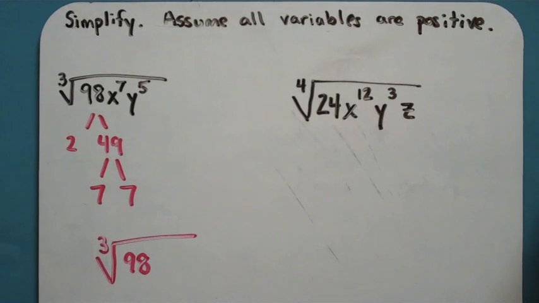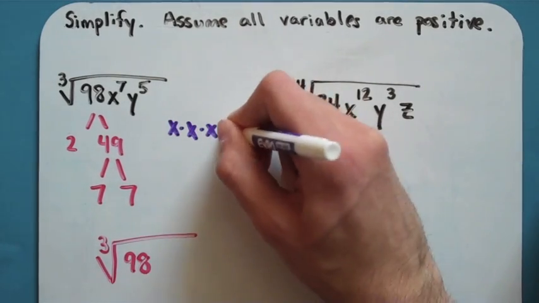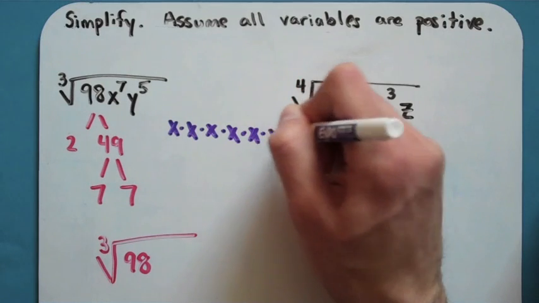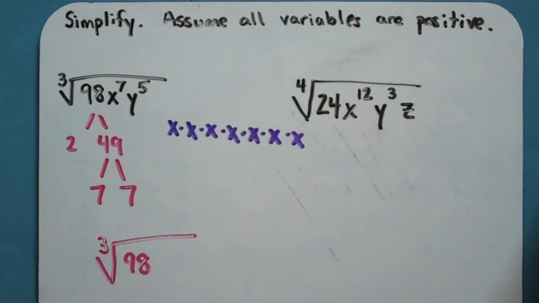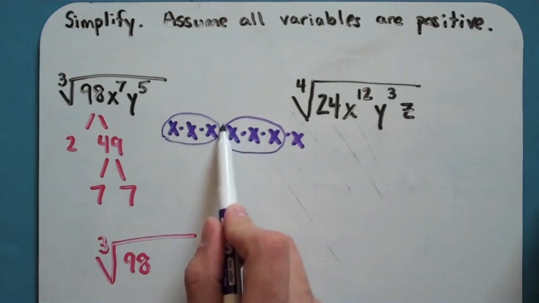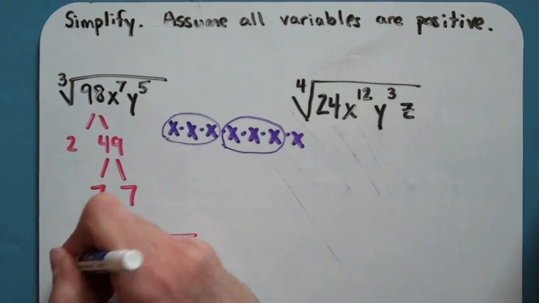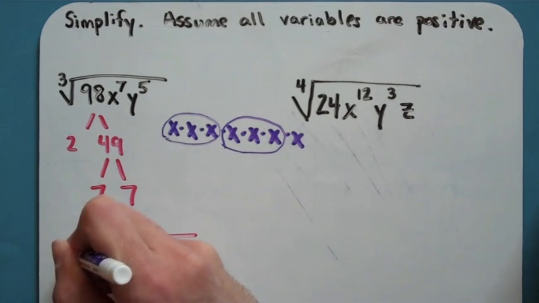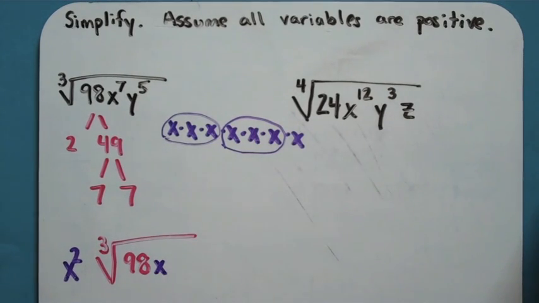Now, though, I need to look at my variables. So I have x to the 7th on the inside here. You can think about that like 7 x's all lined up. So 5, 6, 7 of them. You're looking for groups of 3 because we have a cube root. So I can make 1 group of 3. I can make 2 groups of 3. And there's 1 x left over. Well, I have 2 groups of x's. X times x is going to be x squared. And that extra x has to stay inside there.